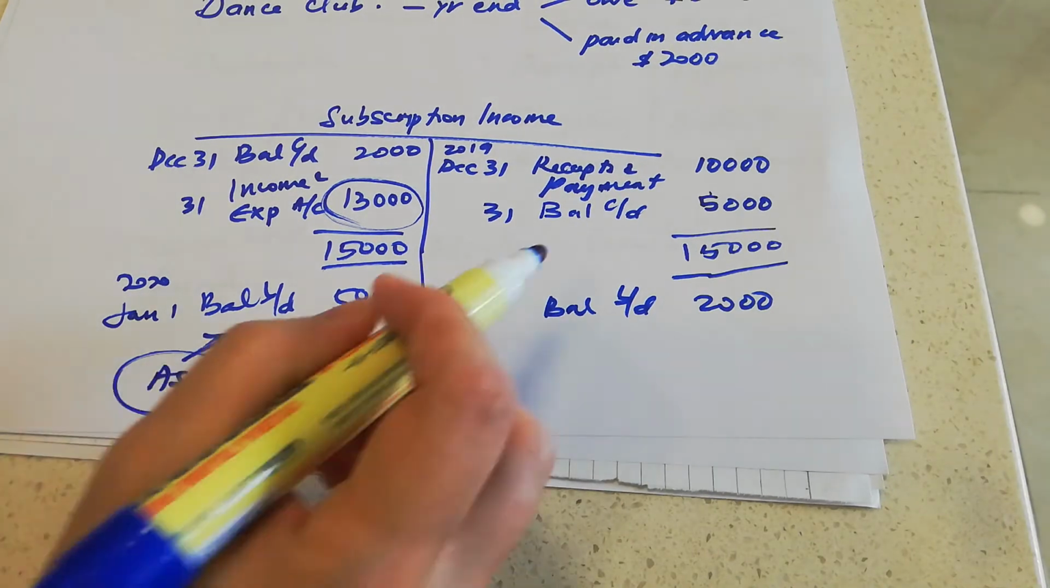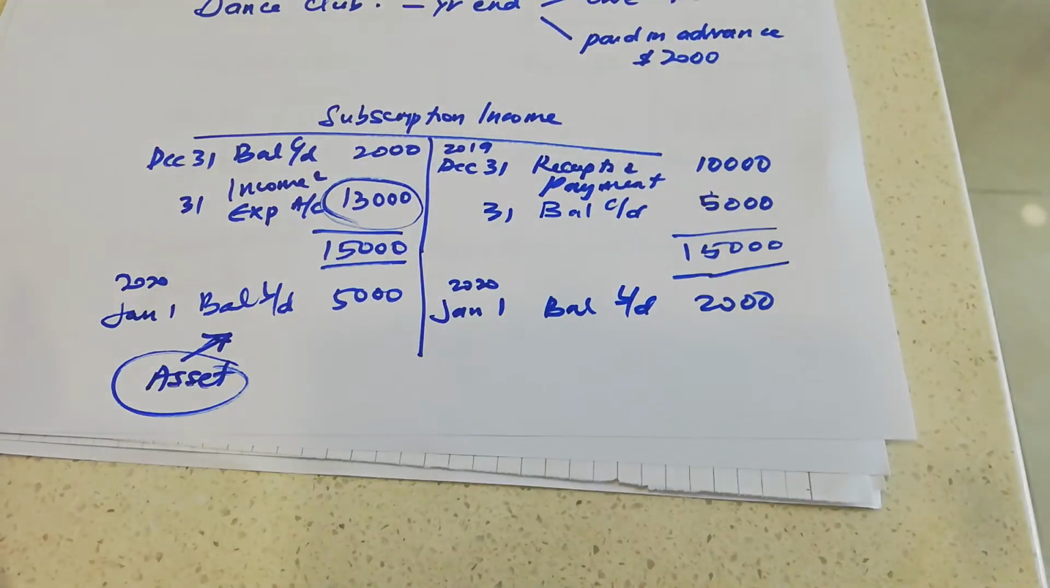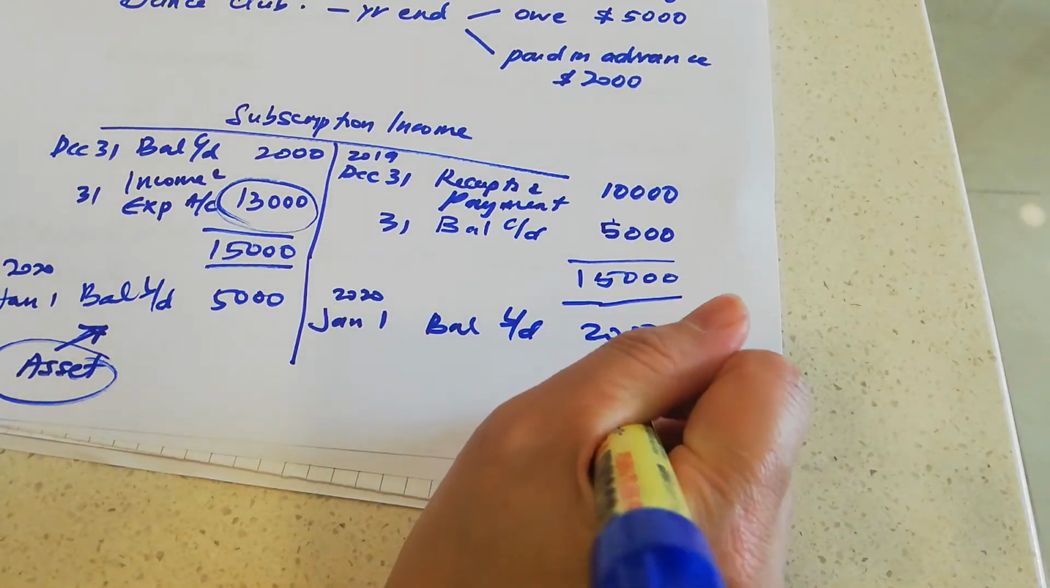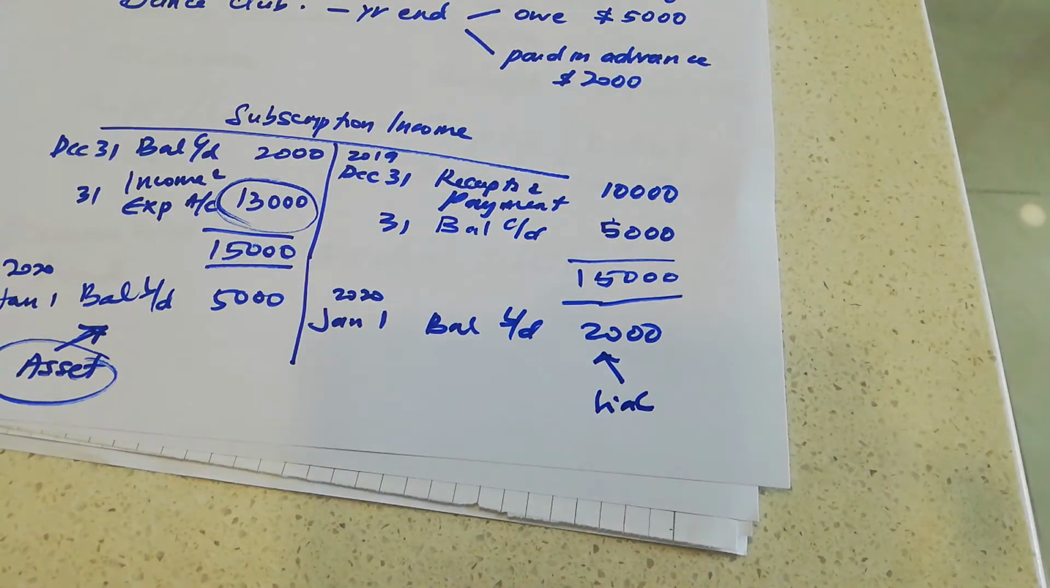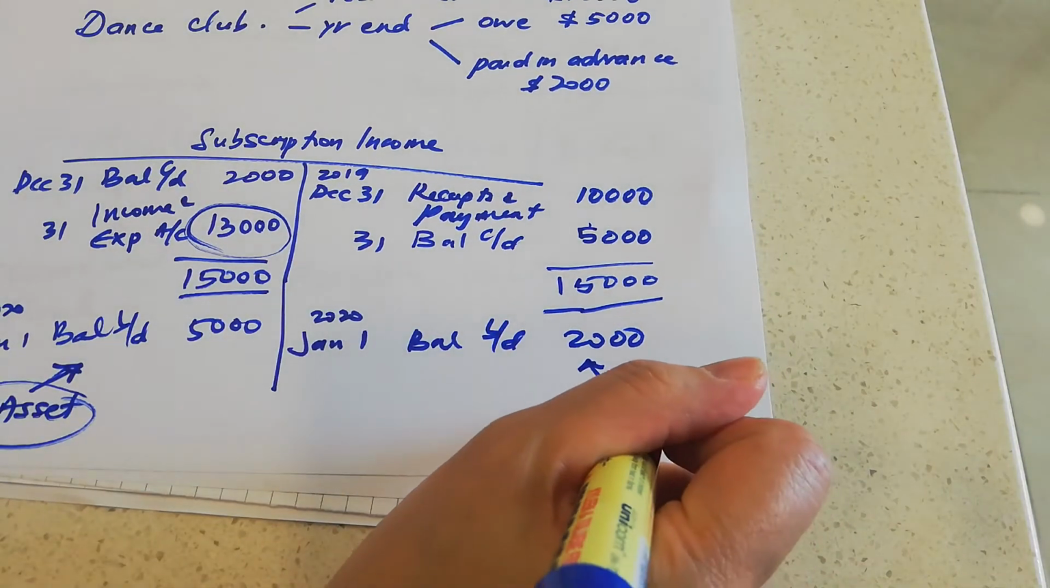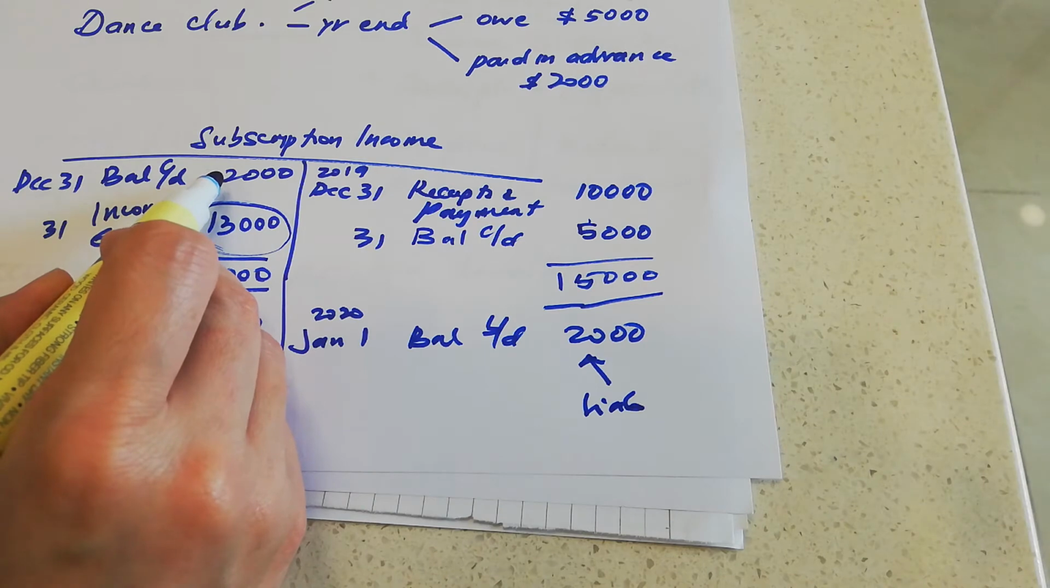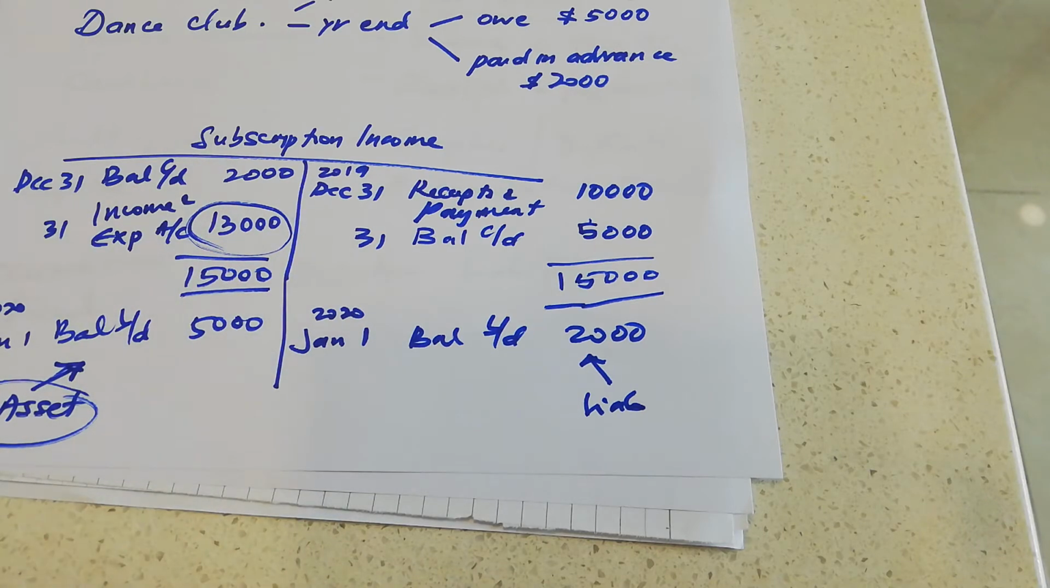Why is it an asset? Because these people owe you money, just like your trade receivables. And this figure, it's on the credit side, meaning it's a liability. And why is it on this side? It's a liability because these people paid you in advance and you owe them to provide facility to them for next year.